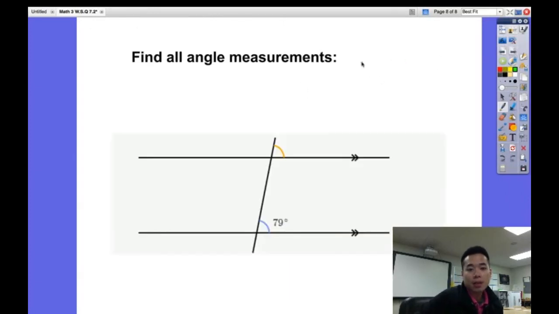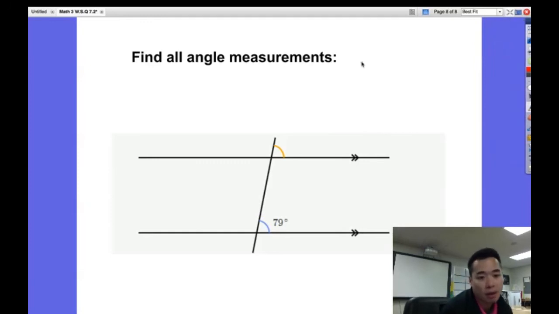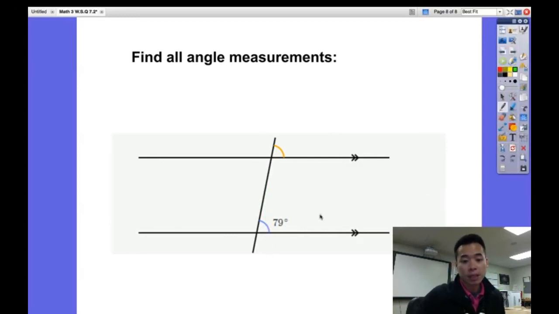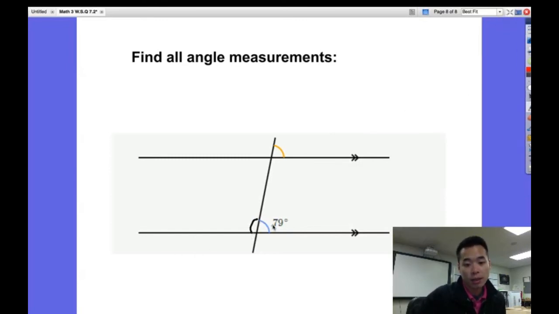Why do we need this? Because here's an example. Find all the angle measurements. Now we're going to pair this with complementary, supplementary angles, and vertical angles, and we only need one angle measure and we can find all 8. So let's start with what we know. Let's start at 79. I know that this straight line, this angle, and this 79 have to add up to 180. I also know that vertical angles, my favorite, straight across, are 79 degrees. So this angle and this angle are 79 degrees.